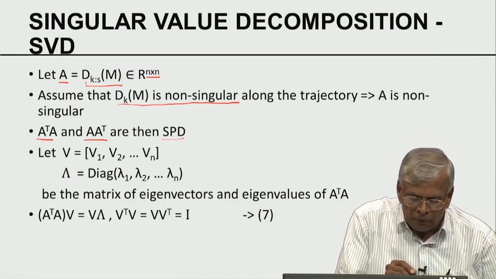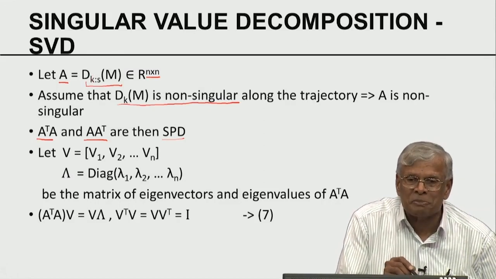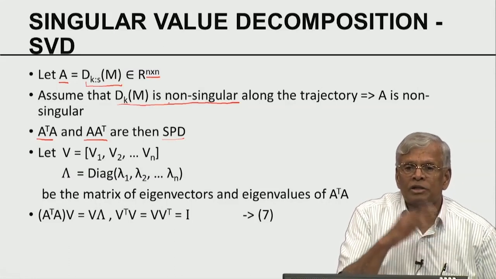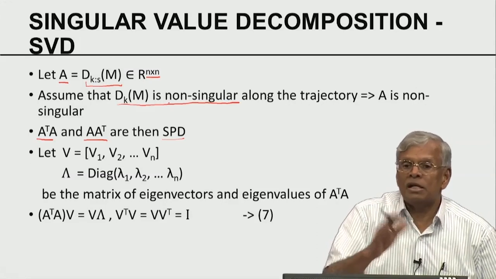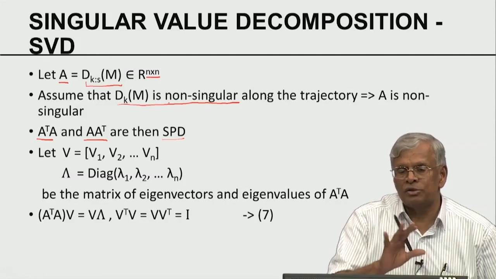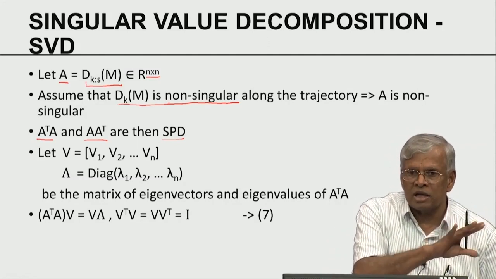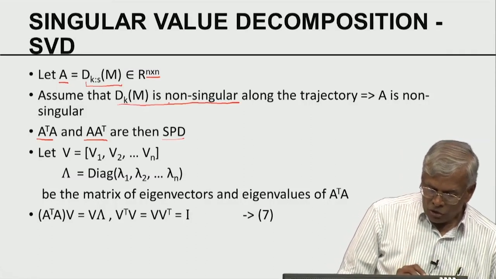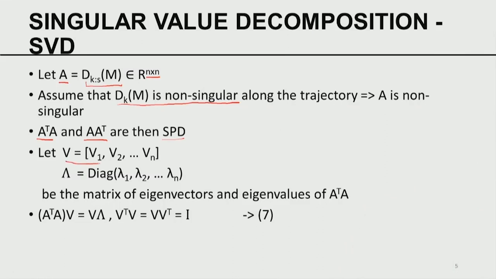If each of the component matrices in this product is non-singular, the product is non-singular. If a matrix is non-singular, its Gramian is full rank. The Gramian is not only full rank, it is also symmetric and positive definite. These are immediate conclusions we have alluded to several times earlier, especially within the context of the development of SVD, singular value decomposition. So let v_1 to v_n be the eigenvectors of the matrix A transpose A. So A transpose A V is equal to V Lambda, and V transpose V is I.